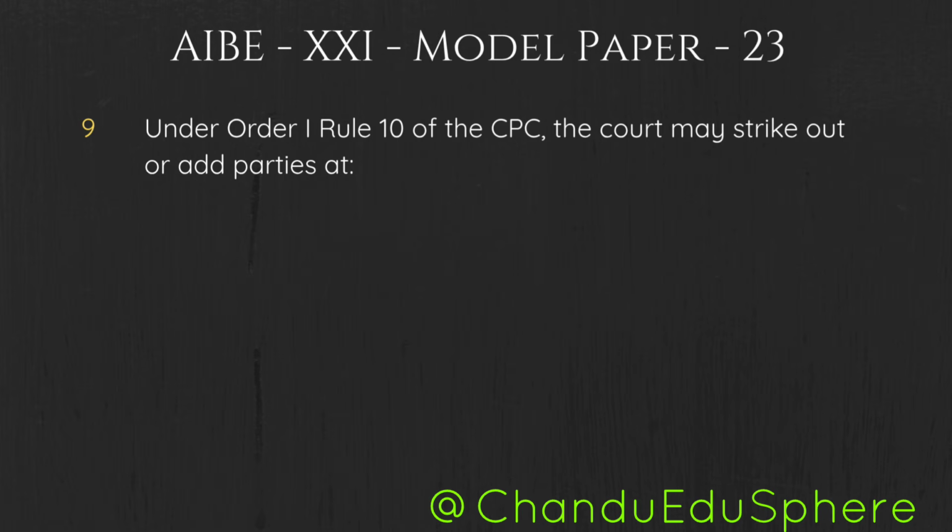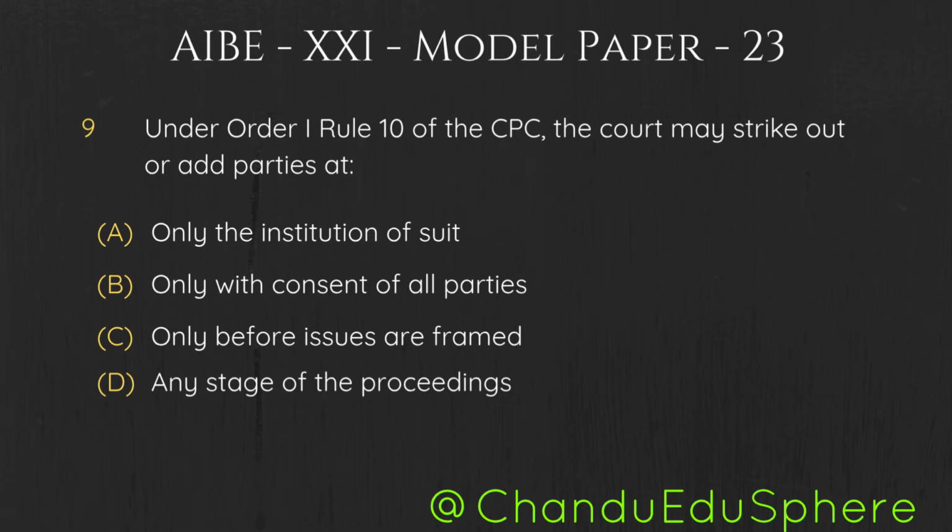Under Order 1, Rule 10 of the CPC, the court may strike out or add parties at any stage of the proceedings. D is the right choice. Order 1, Rule 10 of the CPC empowers the court, at any stage of the proceedings and either on an application or suo motu, to strike out the name of a party.